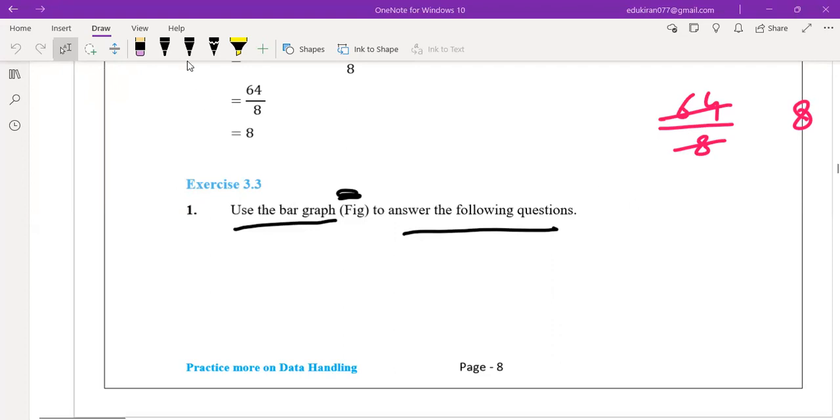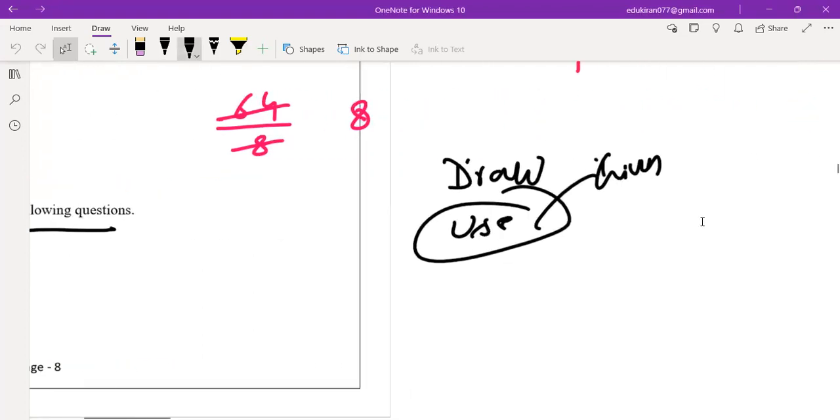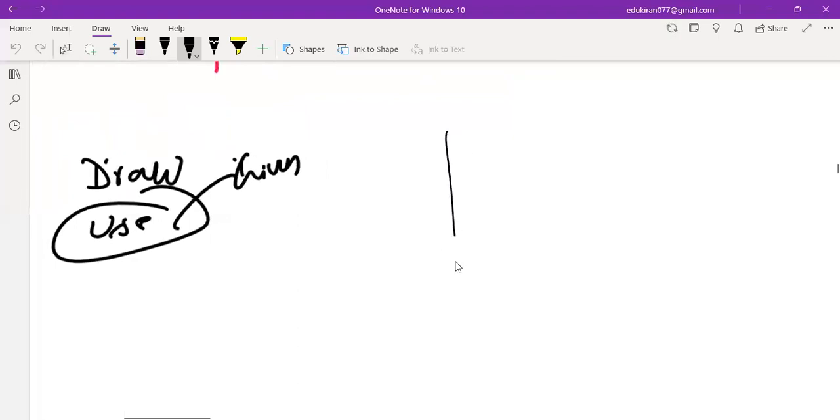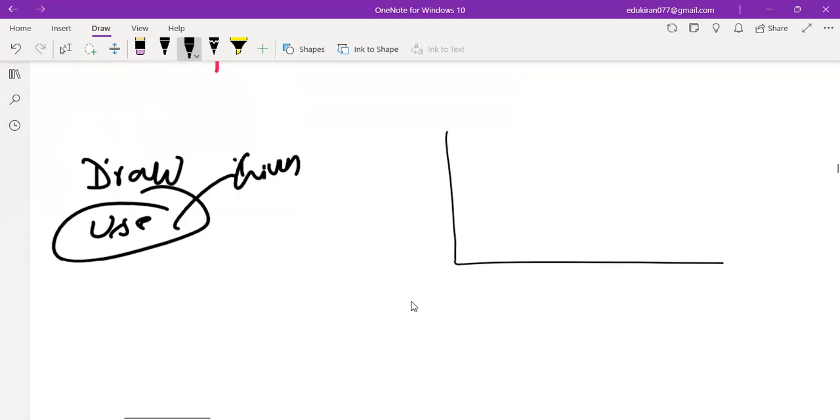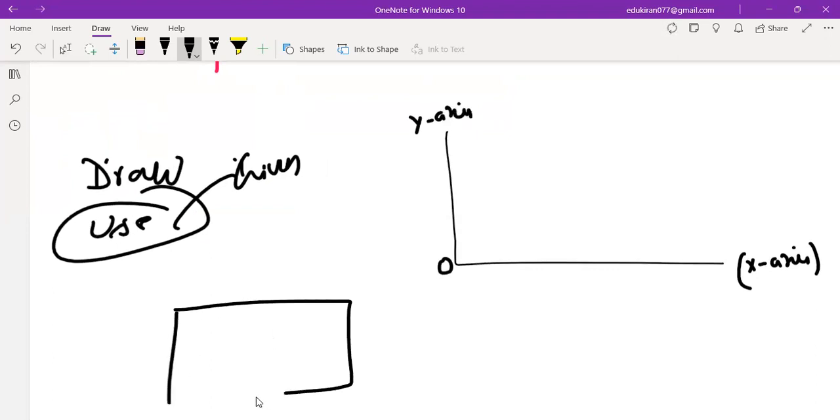So whenever we draw a bar graph, the bar graph itself is like this. It has boxes, and first it will start from this. What is this? This is the x-axis. And this one is your y-axis. Clear?